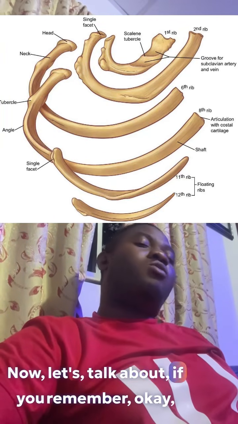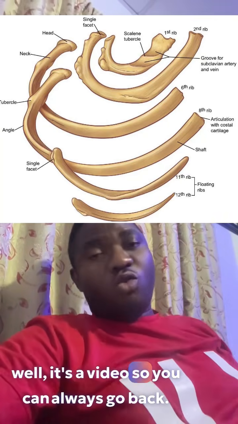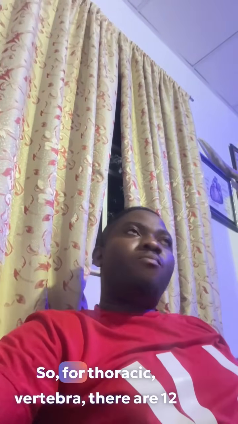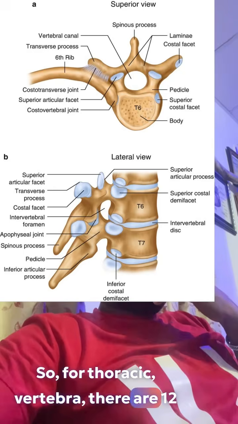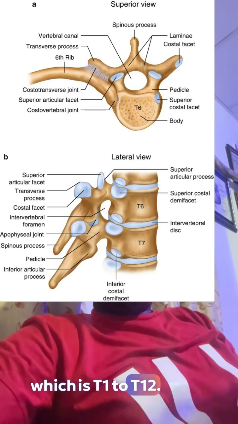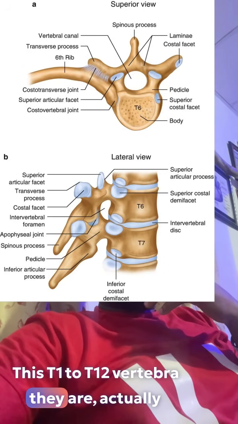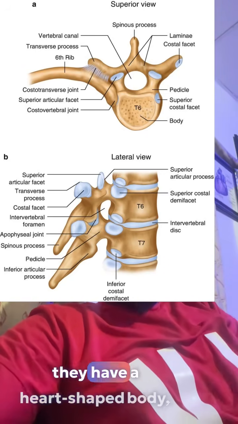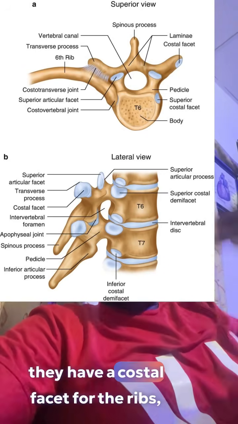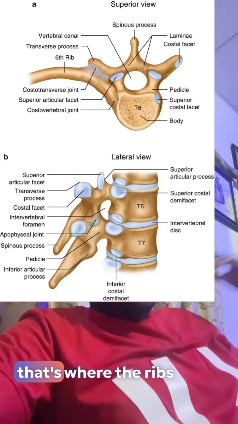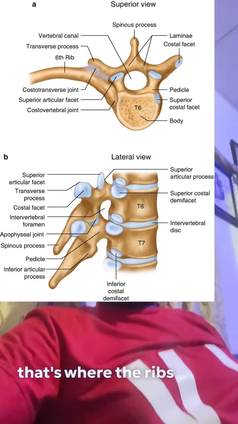Now let's talk about, if you remember, well, it's a video, so you can always go back. For the thoracic vertebrae, there are 12 thoracic vertebrae, which is T1 to T12. These T1 to T12 vertebrae are actually heart-shaped. They have a heart-shaped body. They have a costal facet for the ribs. That's where the ribs attach. And then it's long.